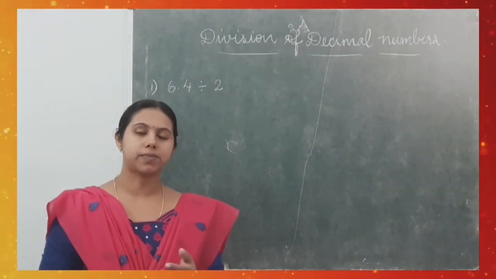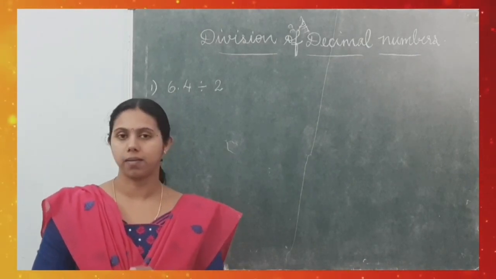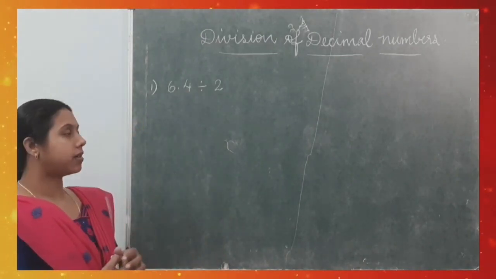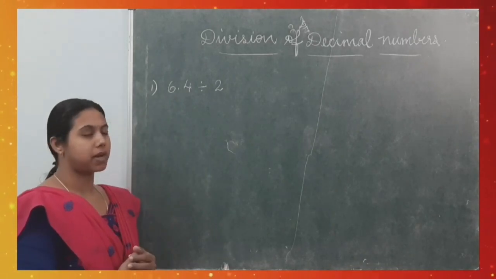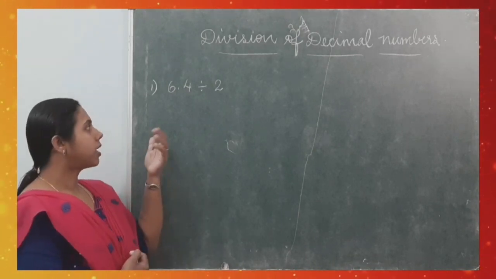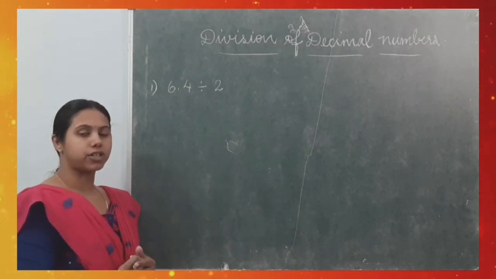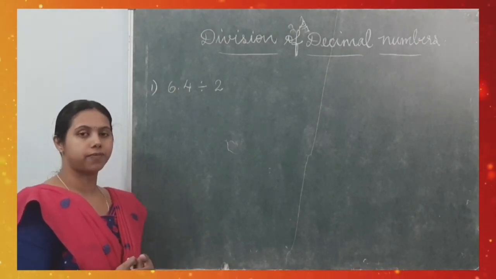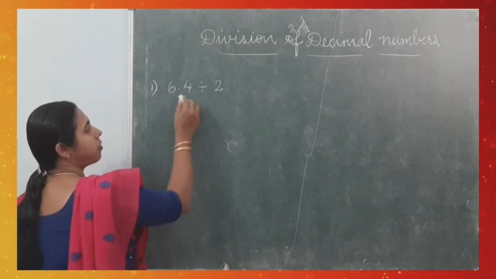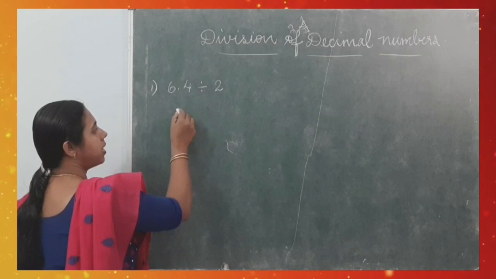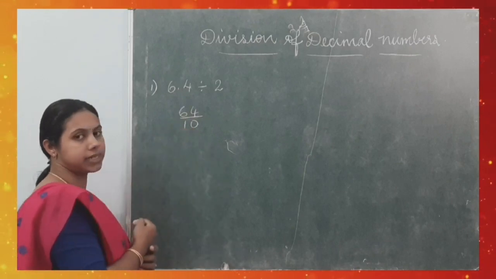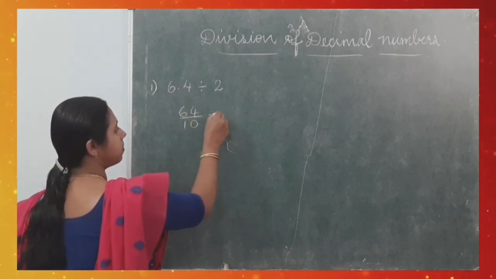Now we can discuss the division of a decimal number by a whole number. For example, 6.4 divided by 2. 6.4 is a decimal number and 2 is a whole number. To divide 6.4 by 2, you can use the usual method: change the decimal to a fraction and multiply. If it is a fraction, we know how to divide. So let's see the first method. 6.4 we can write in fraction form. Then it will be 64 by 10. Only one decimal place, so divided by 10. 64 by 10 divided by 2.